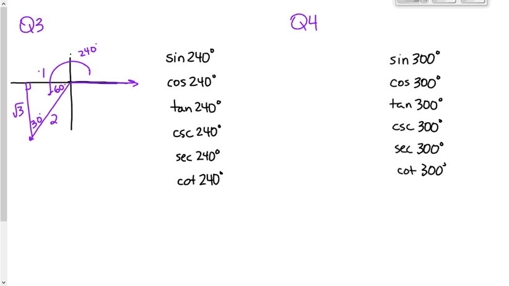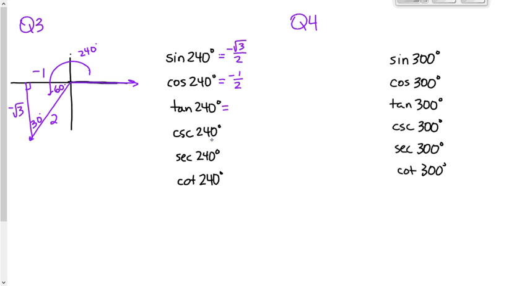And then you need a negative on the 1 since we went left, and a negative on the square root 3 since we went down. So those negatives indicate direction. Now you're ready to go through whichever ones you need. Sine, opposite over hypotenuse, negative square root 3 over 2. Cosine, adjacent over hypotenuse, negative 1 over 2.